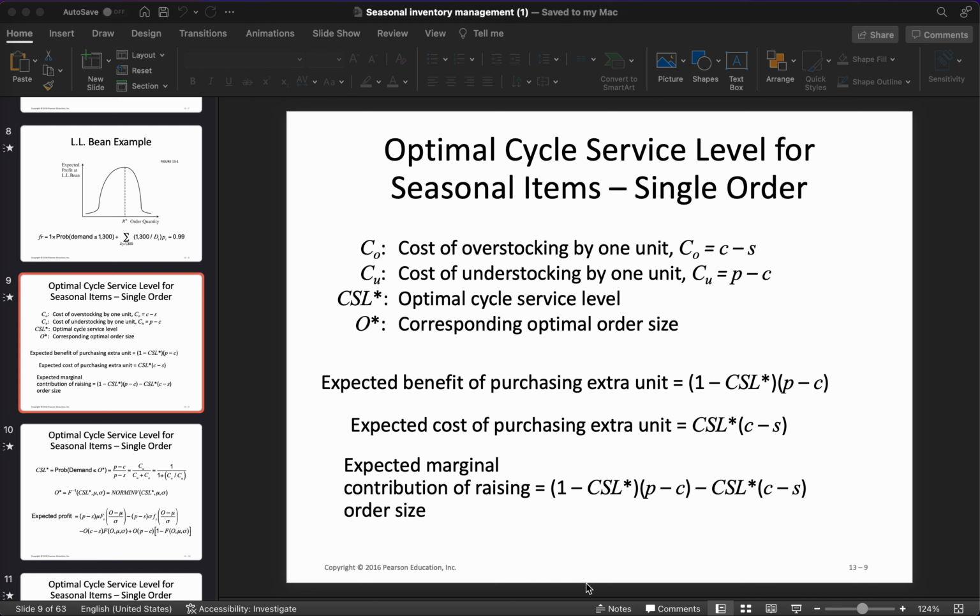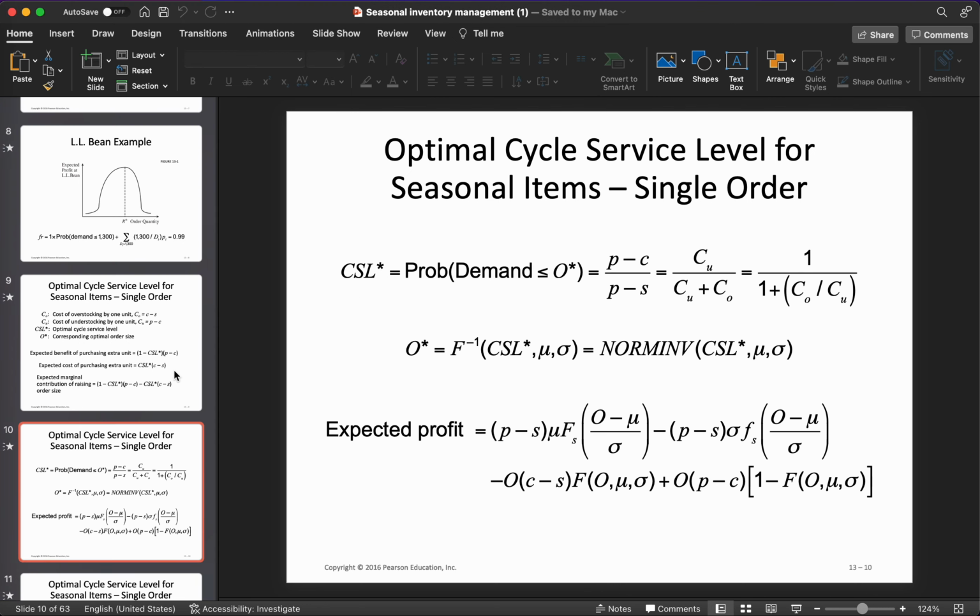If the distribution is continuous, the idea is similar. We will still calculate the cycle service level as we usually do, CU divided by CU plus CO. Then we will put it into the continuous distribution, whatever continuous distribution it is, and then we can calculate the expected profit.